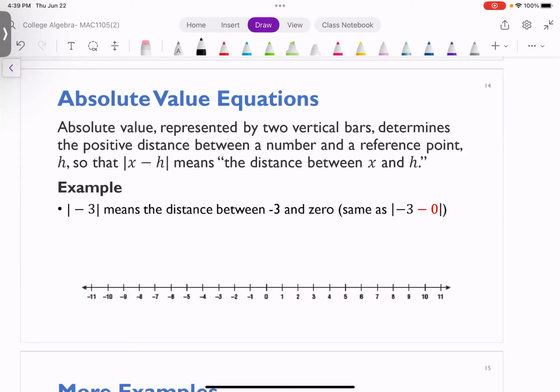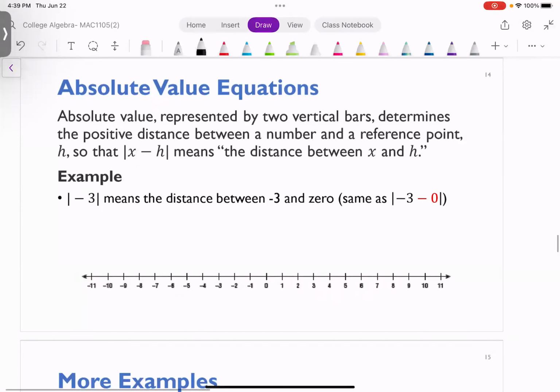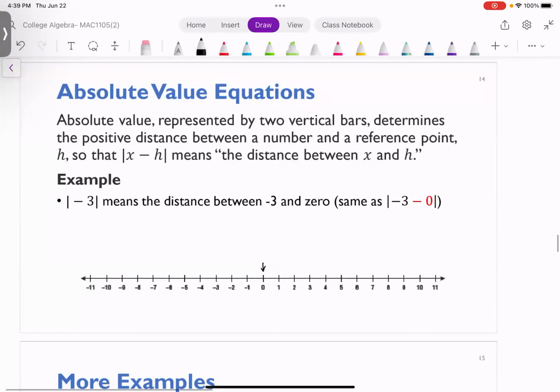So when I say absolute value of -3, I'm looking at the distance between -3 and 0. It's just as if I had the absolute value of -3 minus 0. In that case, I'm going to look over here at 0, and I'm going to look over here at -3, and I can tell that the distance between them is 3 units. So the absolute value of -3 is equal to 3.